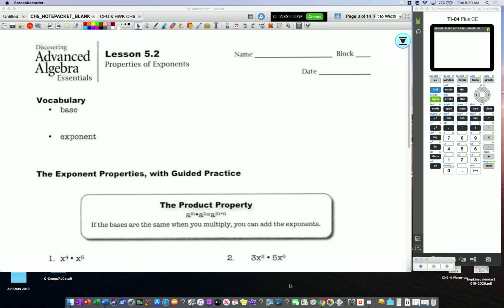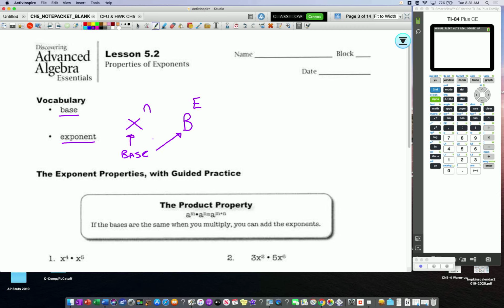Lesson 5.2 is on properties of exponents. The keywords that you want to know here are what the base is and what the exponent is. Those are the two terms we want to talk about. We'll have something to the extent of x to the n power. Sometimes I like to use b to the e power instead. The number here we call the base, hence why I sometimes like to use the word b. The exponent is written as a superscript.